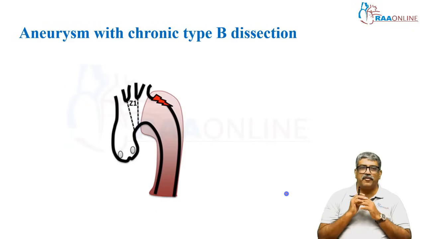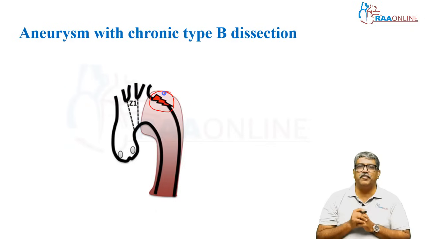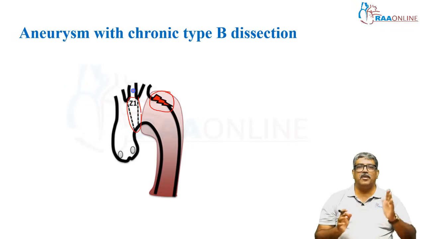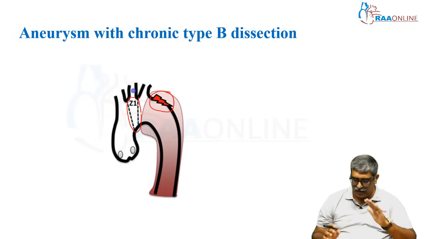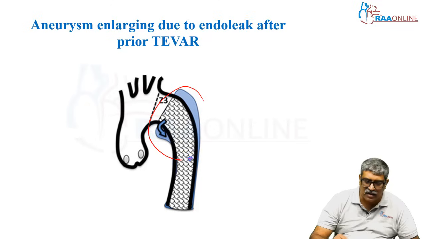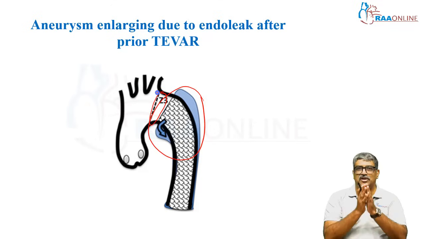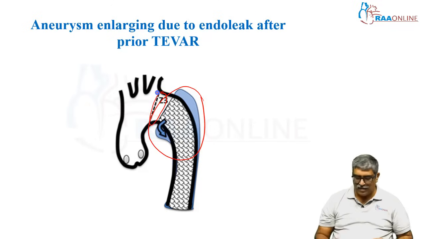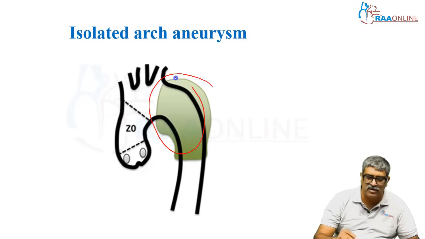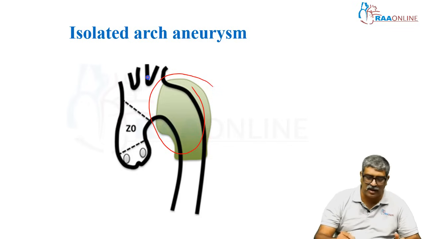And coming to a few pathologies. Here you can see chronic type B dissection. The landing zone is going to be zone 1 between the innominate and the left common carotid. Here you can see an enlarging aneurysm due to endoleak. Here the proximal landing zone is zone 3 just distal to the subclavian. You have an isolated arch aneurysm which is involving the subclavian. Here you have to go as proximal as possible.